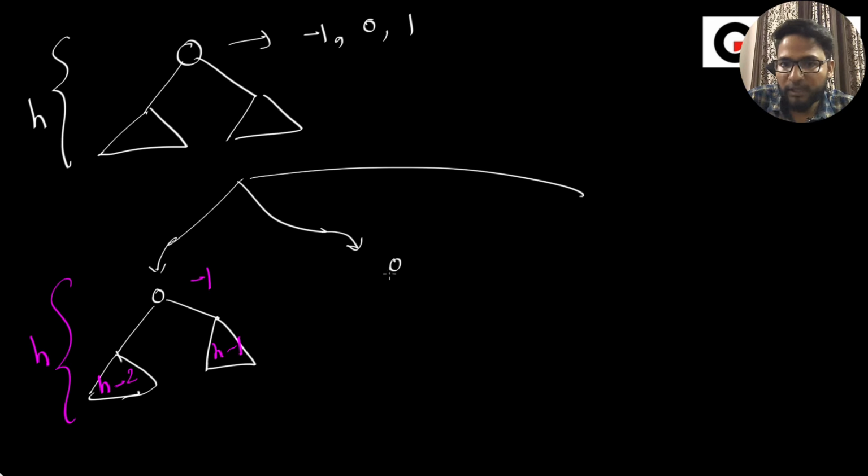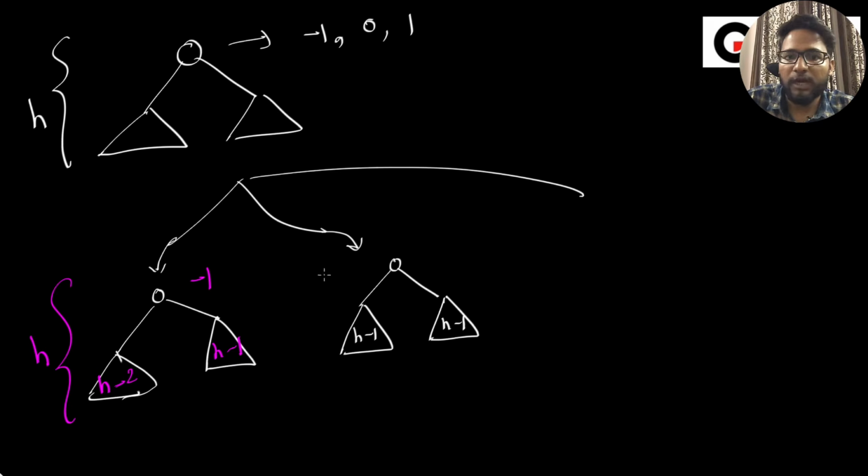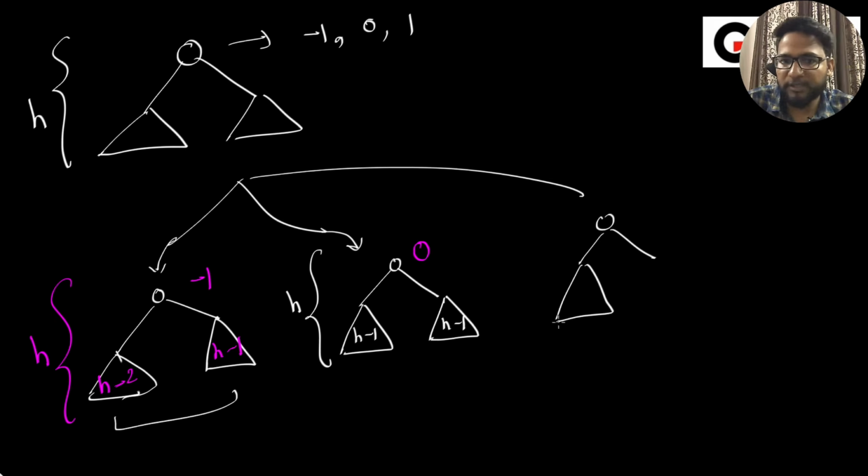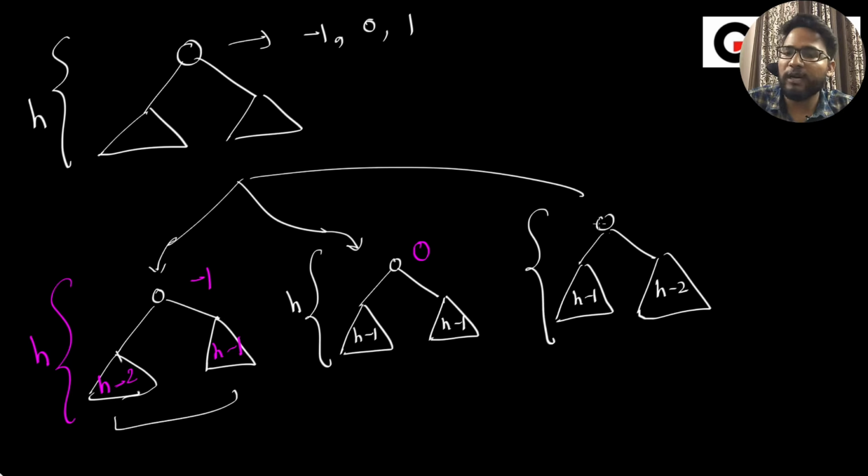The second possibility is that the left subtree has a height of h minus 1, and the right subtree also has a height of h minus 1, and the total height will be h as given, and the balance factor in this case will be 0, right? The third possibility is exactly similar to the first, except that the right subtree has the lesser height, h minus 2, and the left has h minus 1, such that the total height is h, because it is h minus 1 plus one. In this case the balance factor will be 1.